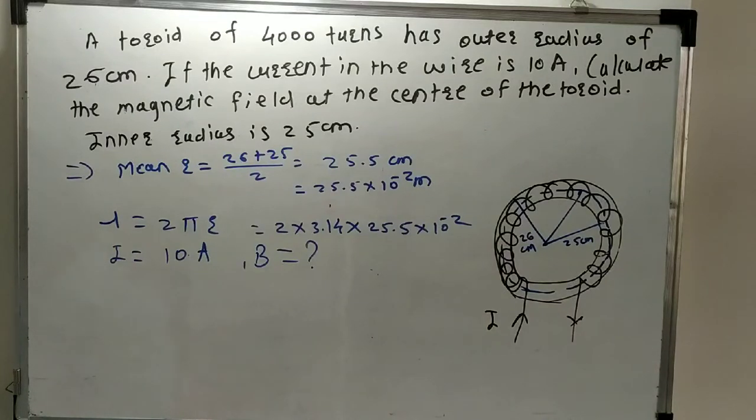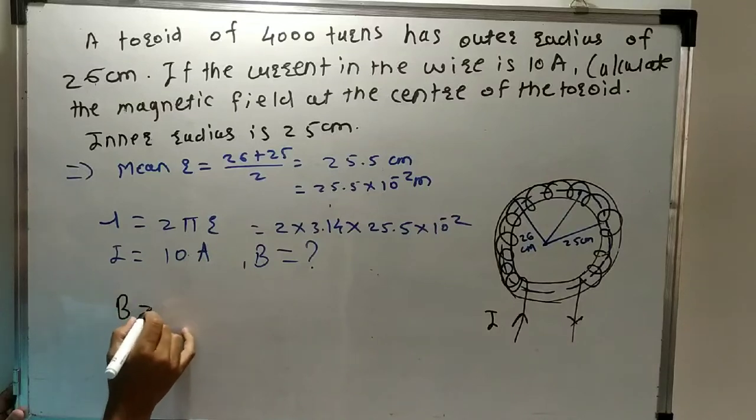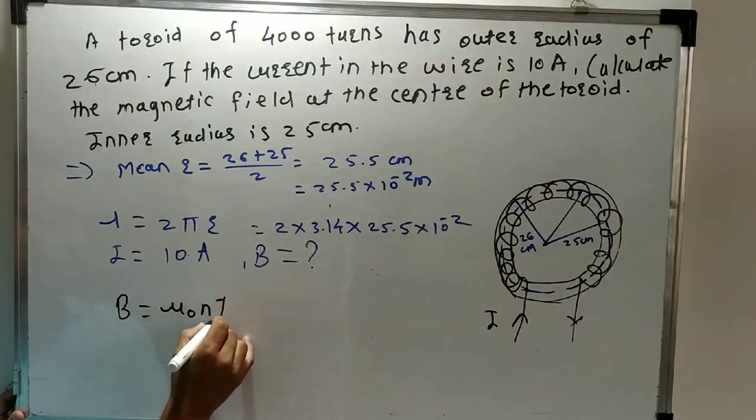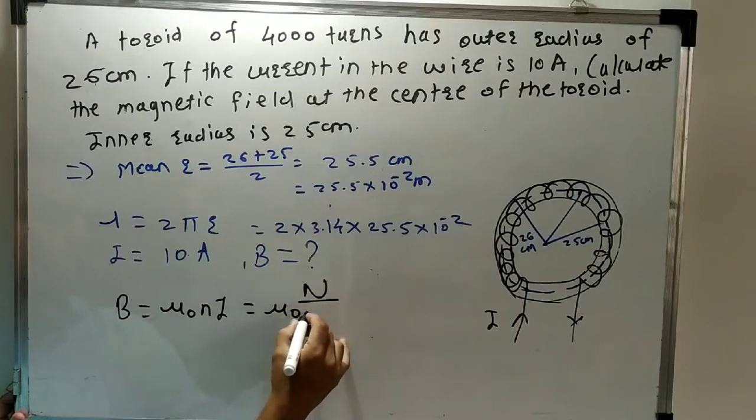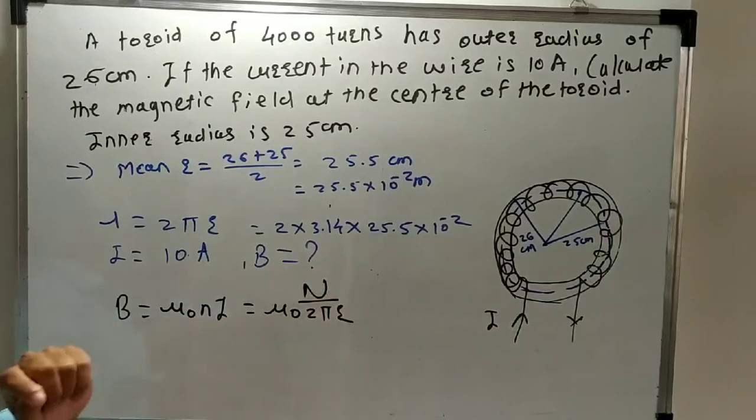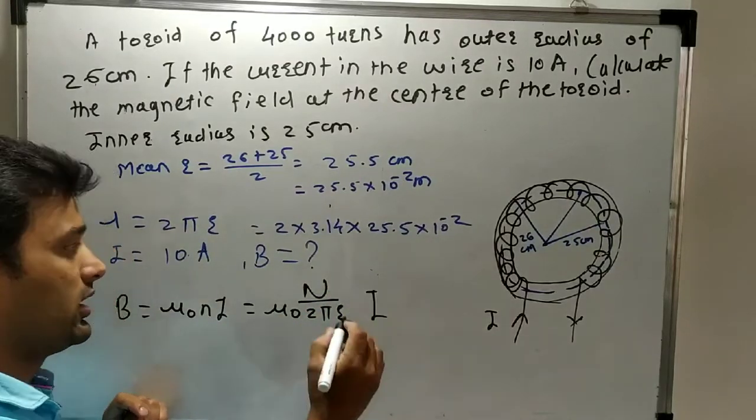Now what is the formula to determine the magnetic field for toroid and for the solenoid? The formula is same. What is the formula? B is equal to mu naught n I. But what is the value of n? Number of turns per unit length. What is the length? Number of turns N upon 2 pi r into I.